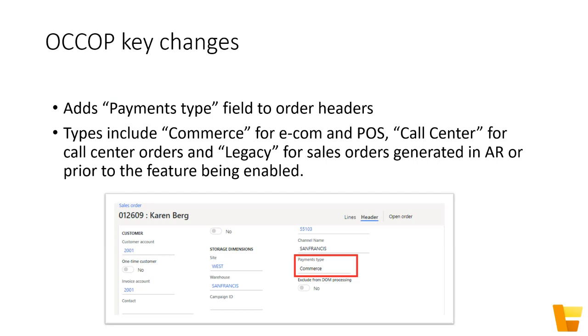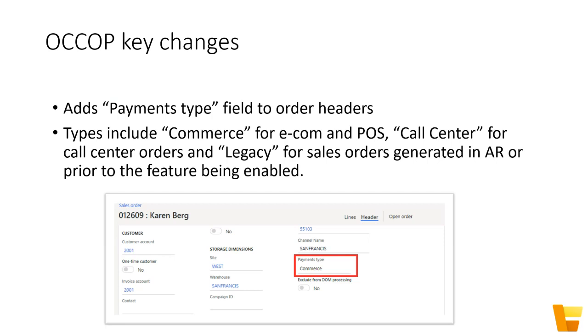So other key changes, we added a payments type field to order headers. So you see in your order headers, this is a new field, and when this feature is enabled, you'll be able to understand when you're looking at an order where that order was created. So if the payments type says commerce, that means the order was generated in e-com or the point of sale. If it says call center, that means the order was generated in call center. And legacy means that either the order was generated by a person using base AR sales orders, or the order was created before the feature was enabled.